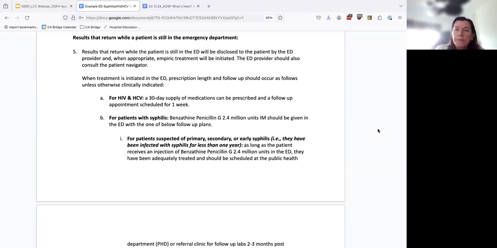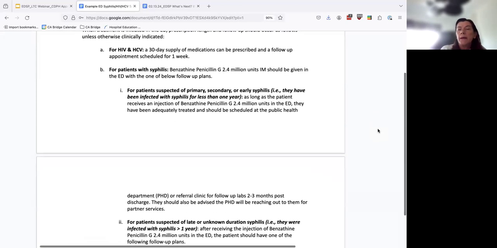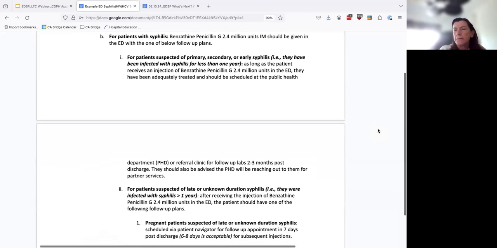For patients with syphilis, ideally, those individuals, if deemed clinically appropriate, should get injected with benzathine penicillin G, 2.4 million units IM, given right there in the emergency department. And then follow-up is variable depending on their situation.